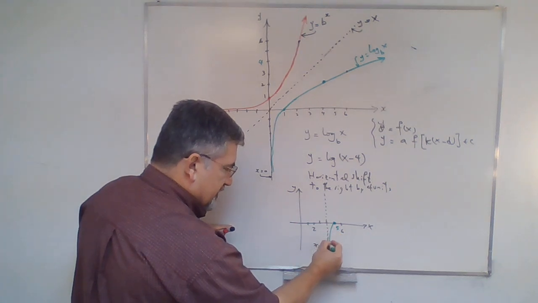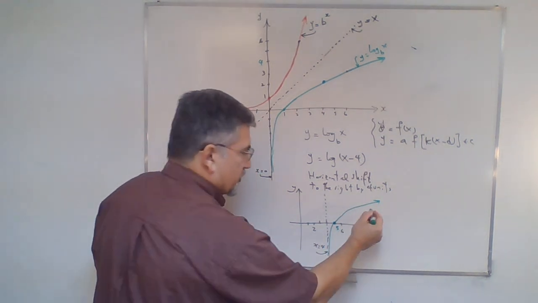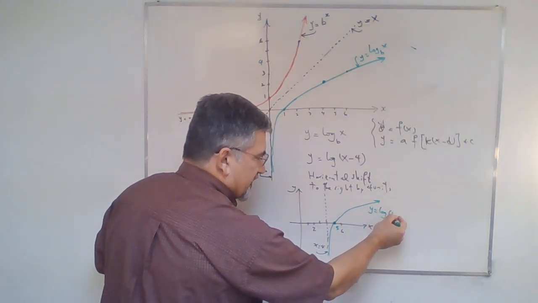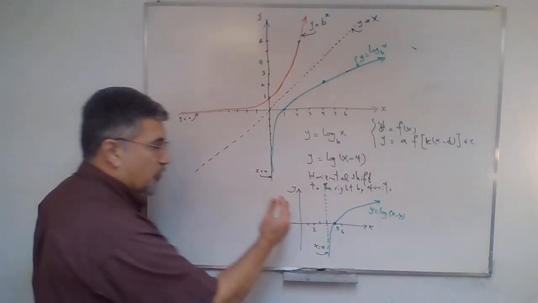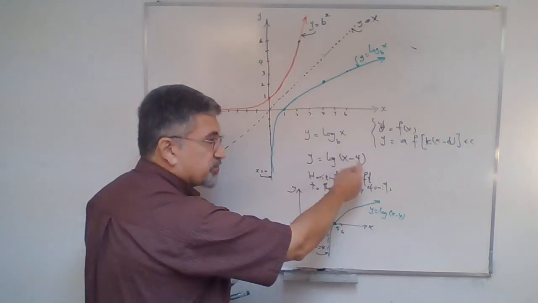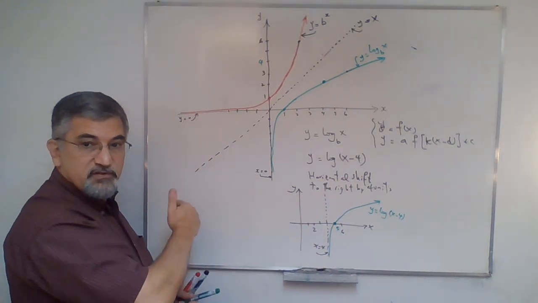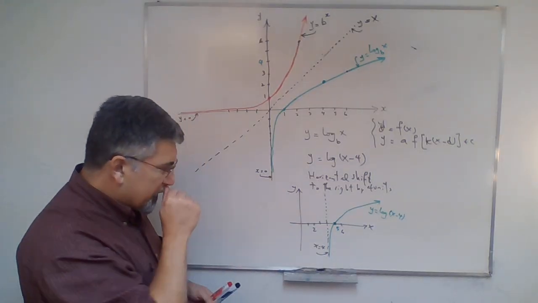And the graph is going to look like this. So this is how the graph looks, a sketch of it, of course. y equals log base 10 of x minus 4. So that's how the graph looks. It's a horizontal shift to the right by 4 units. Now, if it was x plus 4, the same thing would happen, and the graph would shift to the left by 4 units. What else can I add?